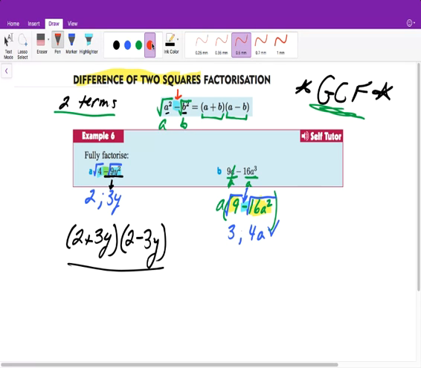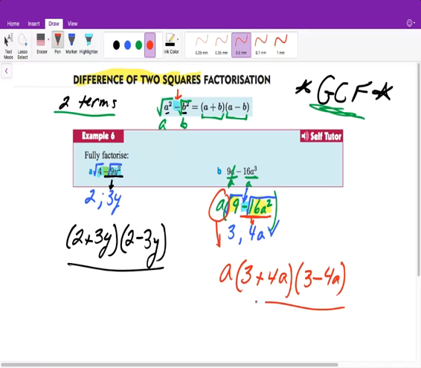So now that means that it will be the addition of these two square roots, so 3 plus 4a, and then whichever one was following the minus sign, that was this 4a, needs to be subtracted as well, so it's 3 minus 4a. And then we can't forget that original GCF that we took out, so that needs to go in front. So this completely factored is a times (3 plus 4a) times (3 minus 4a).